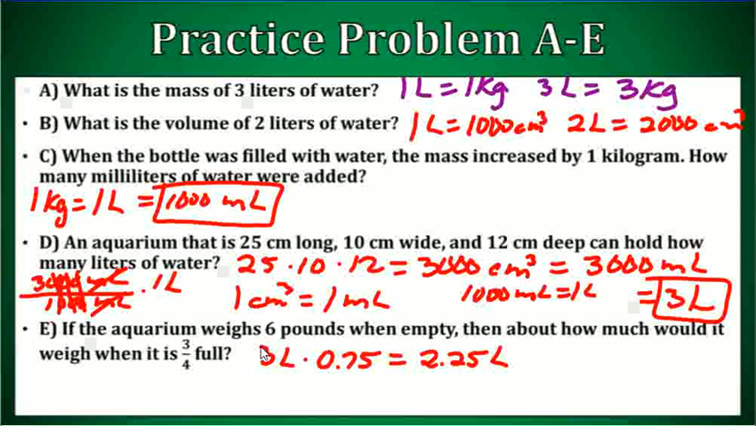If the aquarium weighs 6 pounds when it's empty, I multiply that by 2.2, because 1 kilogram is the same as 2.2 pounds. So I want to find out how many kilograms this would be. I would take 6 times 2.2. This would be 13.2 kilograms.